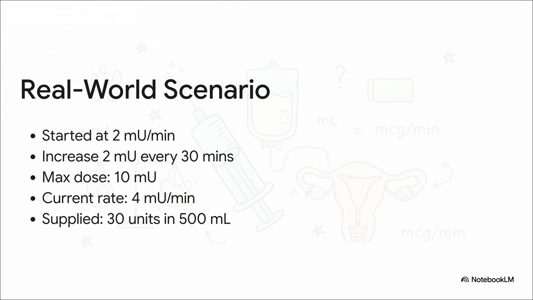The drip started at 2 milliunits per minute. You're supposed to increase it by 2 milliunits every 30 minutes. The absolute max dose is 10 milliunits. After assessing mom and baby, you've successfully increased the current rate to 4 milliunits per minute. Oh, and your supply bag reads 30 units in 500 mL of normal saline. I mean, wow, that is just a ton of numbers.